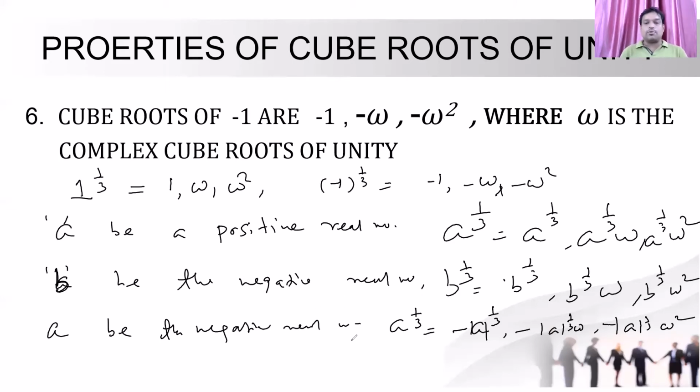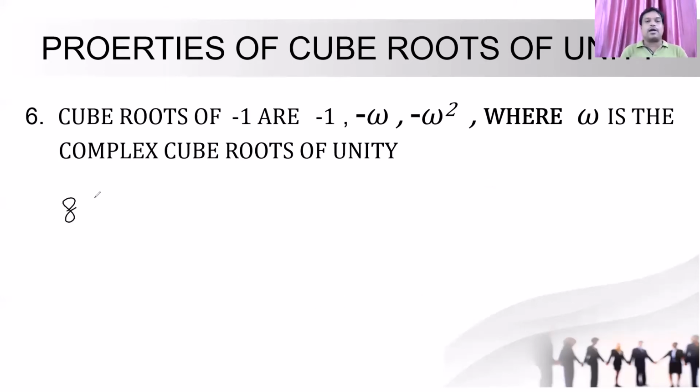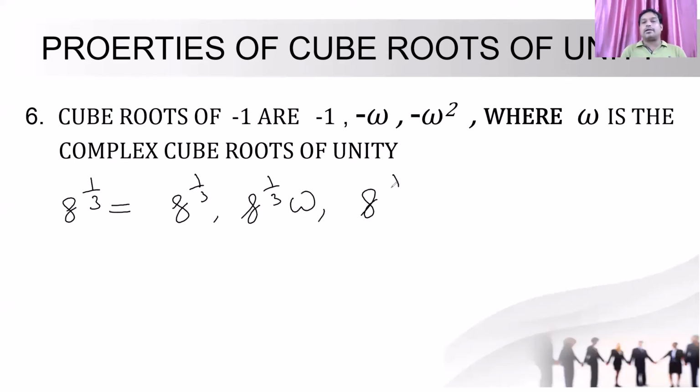So suppose we take one example. Suppose we have to find the cube root of 8, that is 8 to the power 1 by 3. Its answer will be 8 to the power 1 by 3, 8 to the power 1 by 3 omega, 8 to the power 1 by 3 omega square. That means 2, 2 omega and 2 omega square.